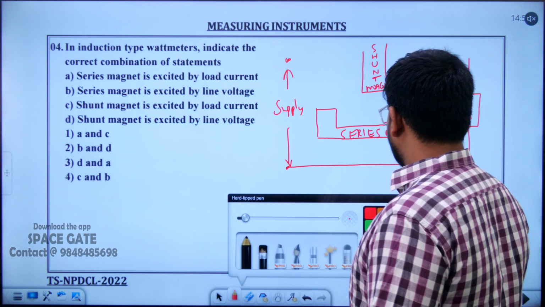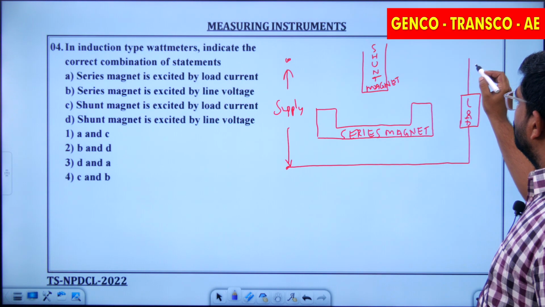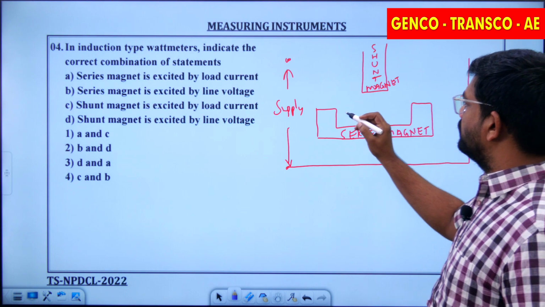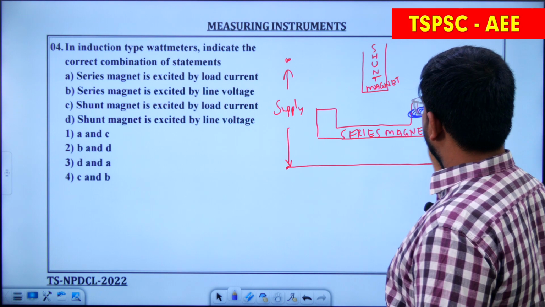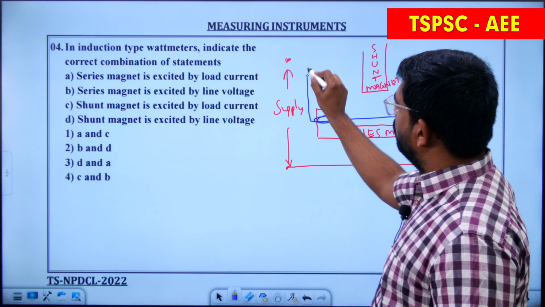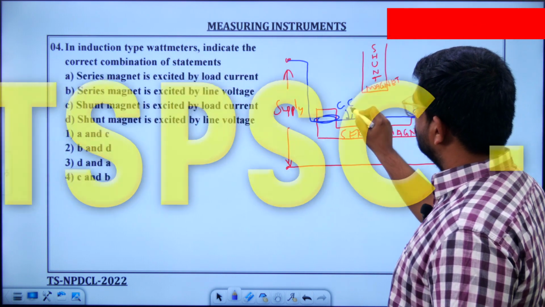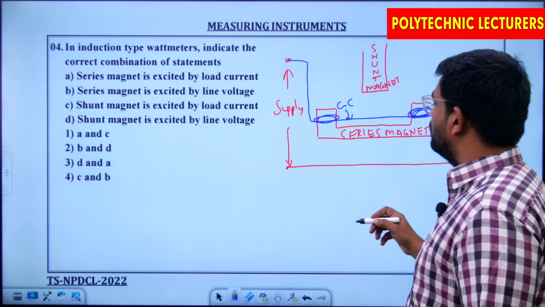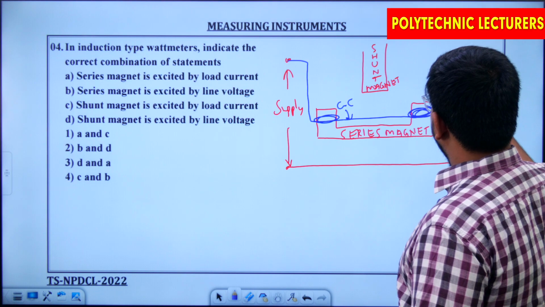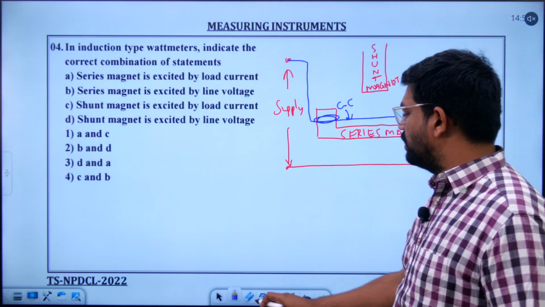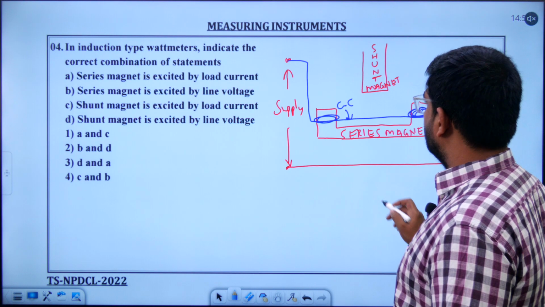Observe here. Generally, to observe the current flowing through the load, from the load terminals like this, we wind what we call the current coil. We wind the current coil for the series magnet, and then we give it to this, okay. That will give the load current. And the next one, look here.